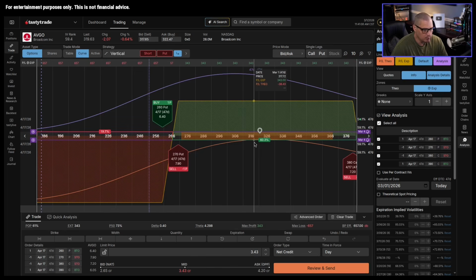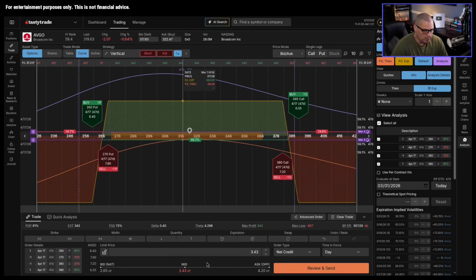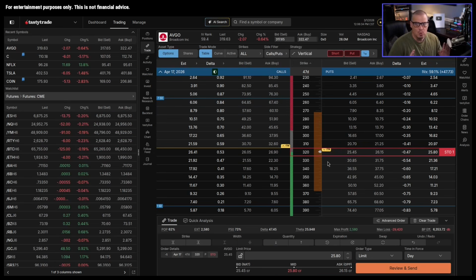Even here on the put side, we received a 3.43 credit, so we're good all the way down to around 266.57, right? Because we get the 3.43 cushion below the short put, and then after that we start losing, and then below the 260 long put we suffer the max loss, which is 6.57. And the same thing with the call side. We have a $3.43 credit, so that's our cushion to the upside, so we can trade all the way up to 383.43.